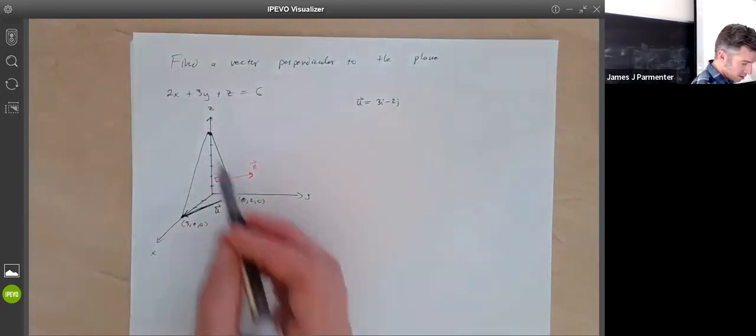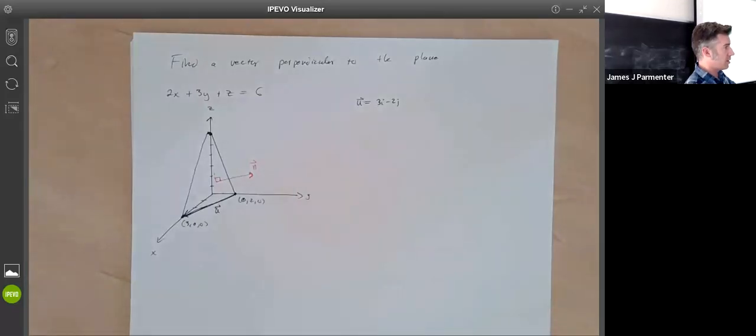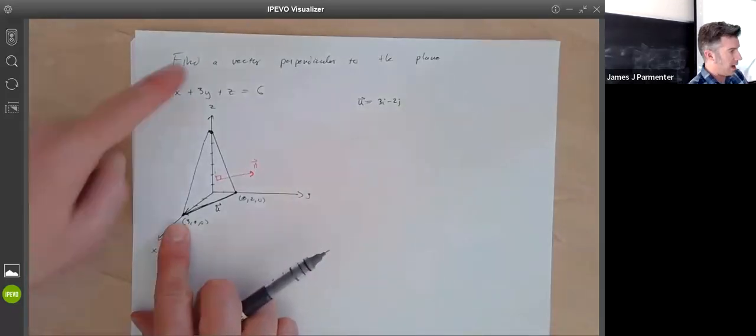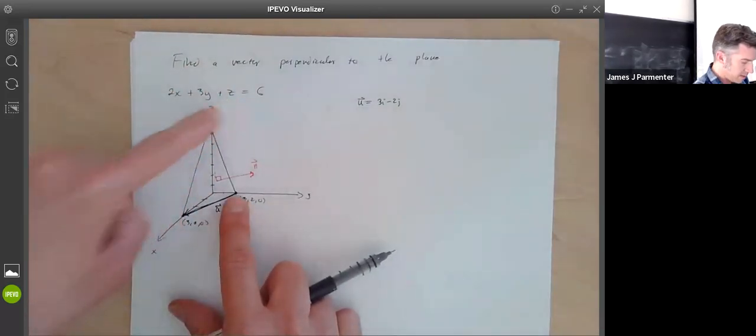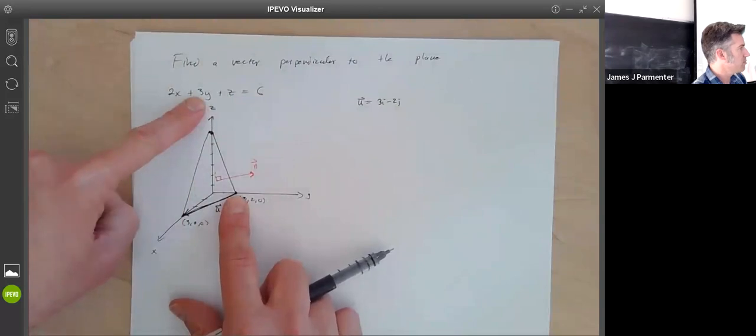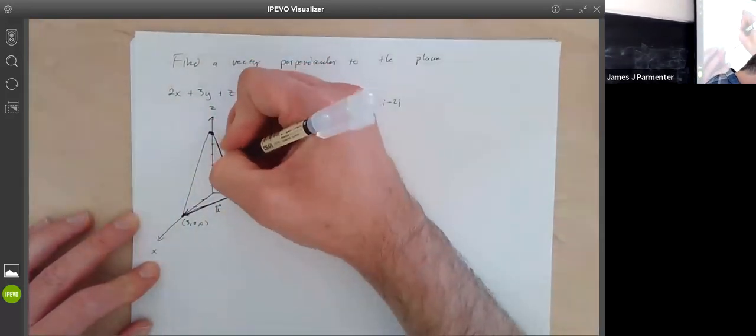How did I get these points? I got those points by finding the intercepts by setting all the other variables equal to 0. You get the x-intercept by setting y and z equal to 0, the y-intercept by setting x and z equal to 0, and the z-intercept by setting x and y equal to 0. Let's also look at this vector here.